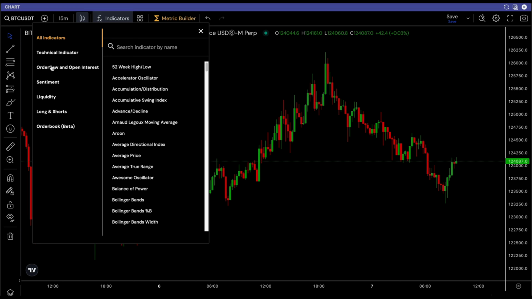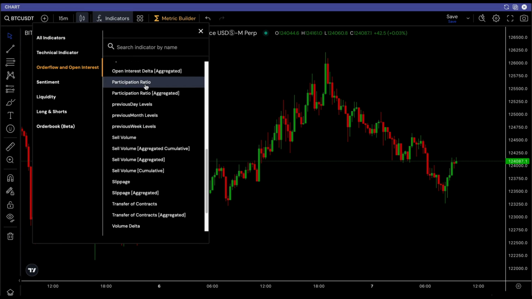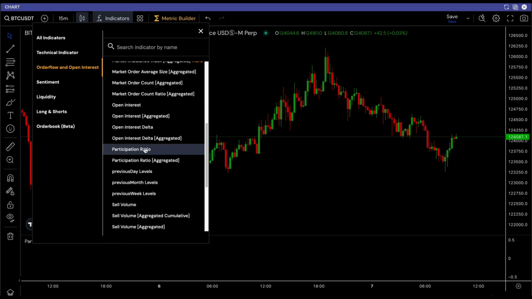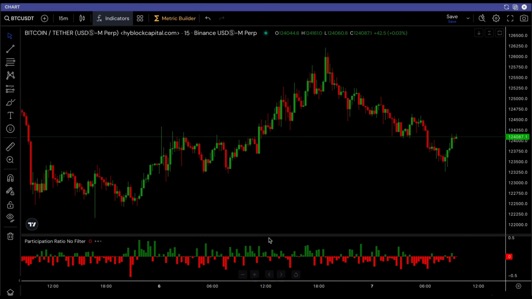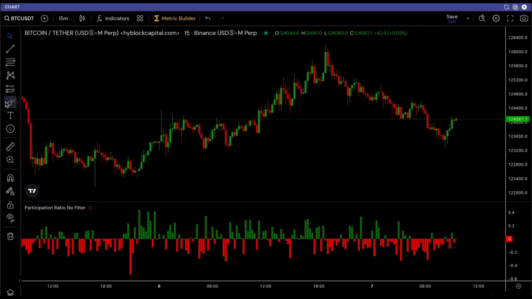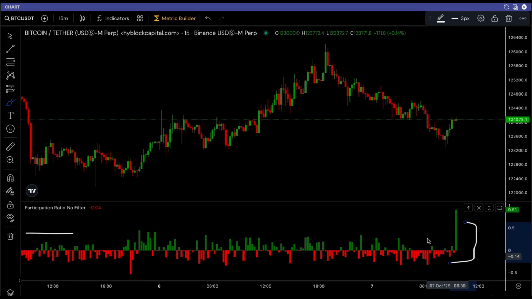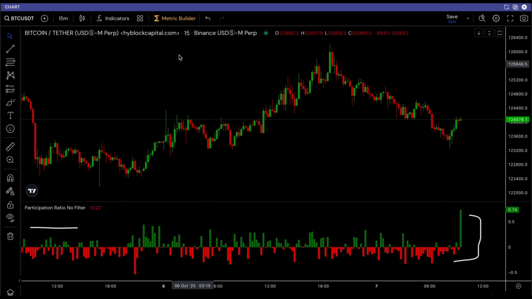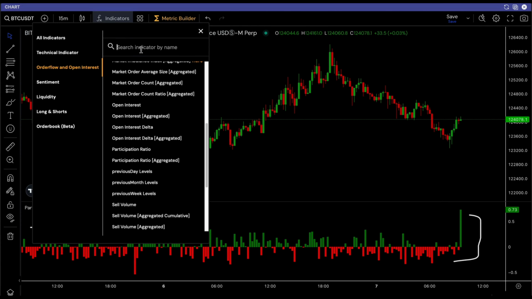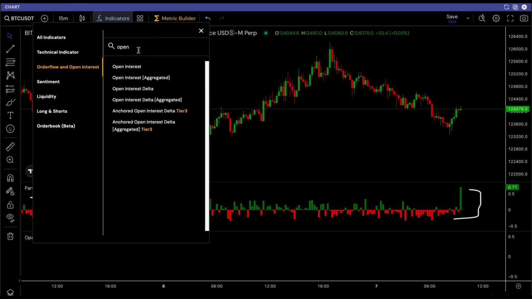Head to the Indicators tab, and under Order Flow and Open Interest, you'll find it. The participation ratio measures the percentage of trading volume explained by changes in open interest. In simple terms, it separates volume driven by new participants entering or exiting from the volume created by existing traders trading among themselves. Now, let's add open interest delta and volume delta to illustrate an example.